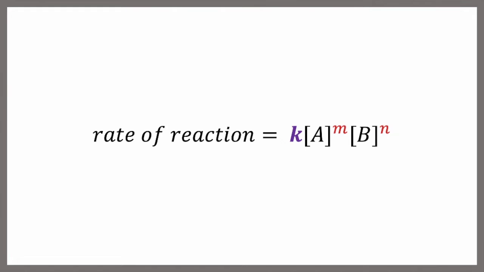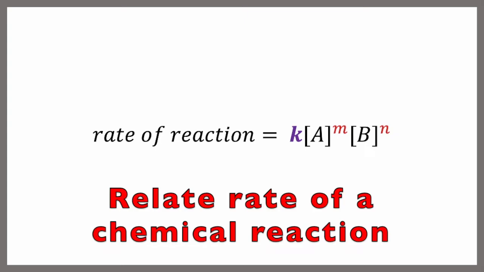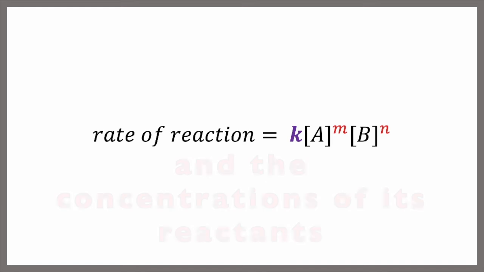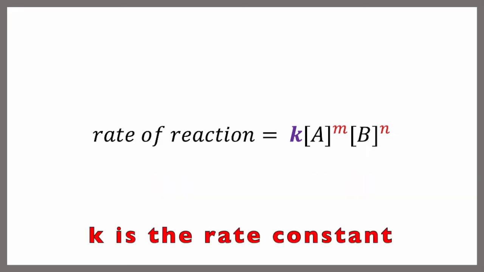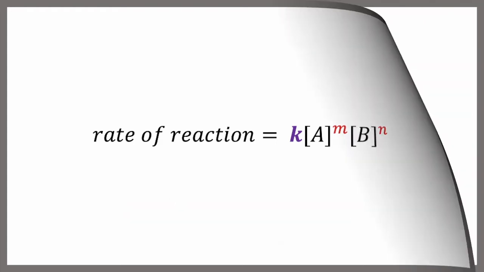Rate laws that we discussed in the previous video, also called differential rate laws, relate the rate of a chemical reaction and the concentration of its reactants. And this equation represents your basic rate law, where the A and B in brackets are molar concentrations of two of our reactants, A and B. K is the rate constant, and it is specific to the reaction and varies with temperature. And m and n are reaction orders. They can be positive, negative, a fraction, or zero.